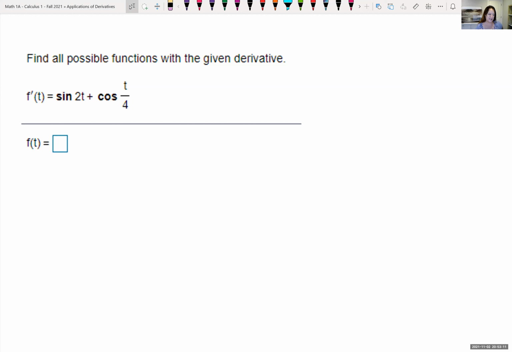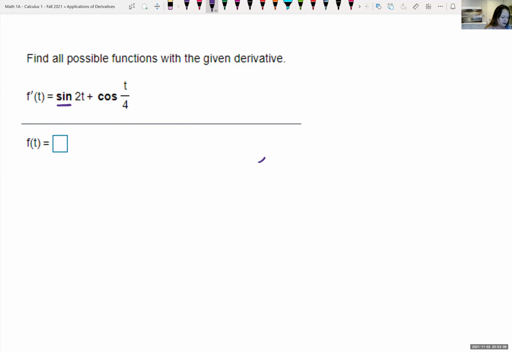Okay, we're looking at this and we're thinking backwards to ourselves. We're given the derivative function and we want to figure out what the original function is. And so first of all, let's not ignore that 2t for a second. If we were thinking about what would give us back sine, well, I know that the derivative of negative cosine gives me back positive cosine.